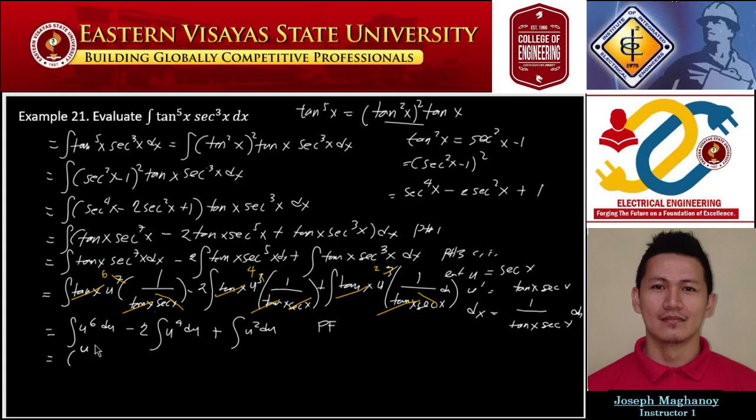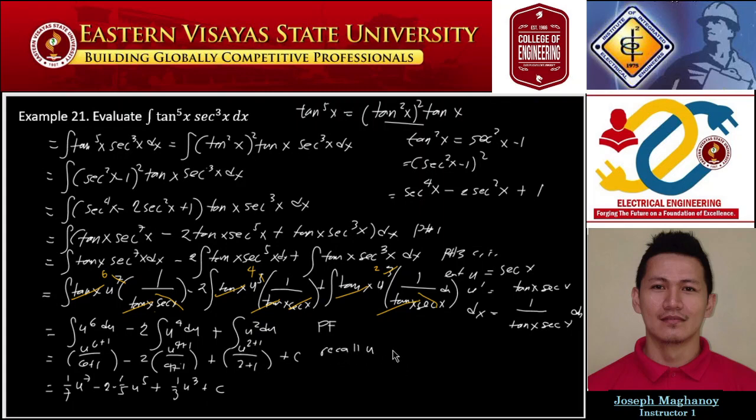Okay, so that is quantity u to the 6 plus 1 over 6 plus 1, minus 2 quantity u to the 4 plus 1 over 4 plus 1, plus quantity u to the 2 plus 1 over 2 plus 1, plus your arbitrary constant. So we write that is 1 over 7, u to the 7, minus 2, 1 fifth, u to the fifth, plus 1 third, u cubed, plus c. Of course, you need to recall the value of your u, which is secant x.